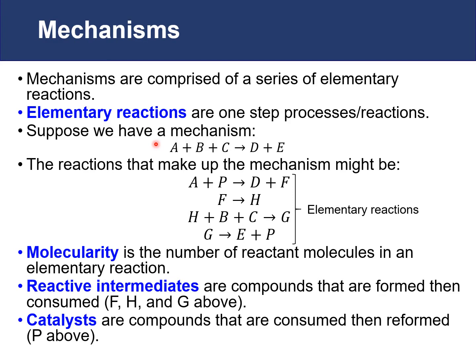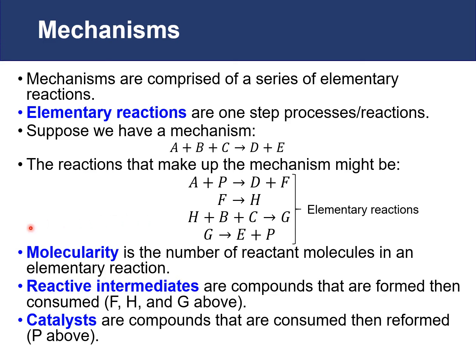The reactions that make up the particular mechanism for this could be something like A plus P goes to D plus F. That F then breaks down to give H. The H reacts with a B and a C to give G. That G then breaks apart into E and P. Each one of these is called an elementary reaction. It is a single step process by which our overall reaction occurs.